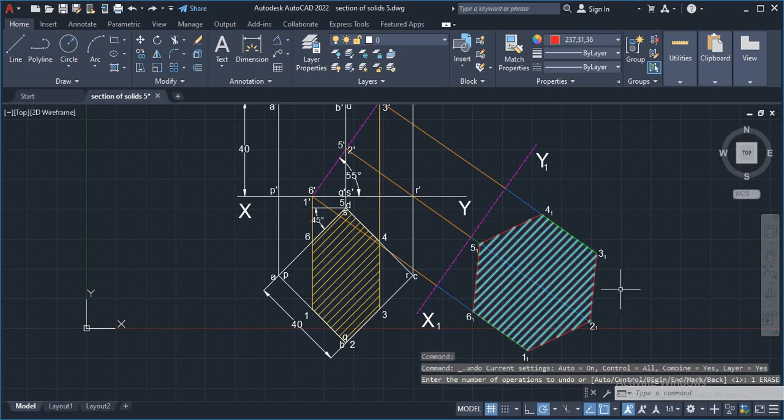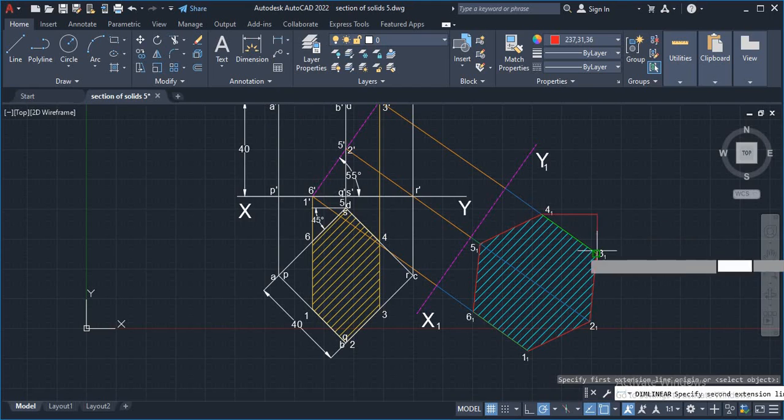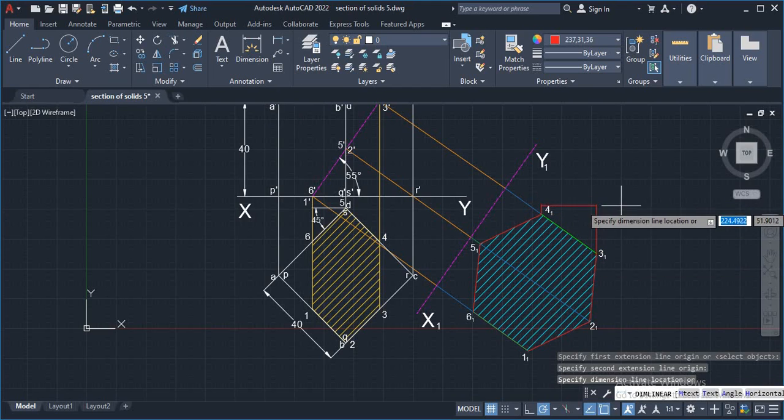So like this you have to shade it. Now measure the distance. So it is asked, so measure the distance from 4 to 3 or any particular distance.